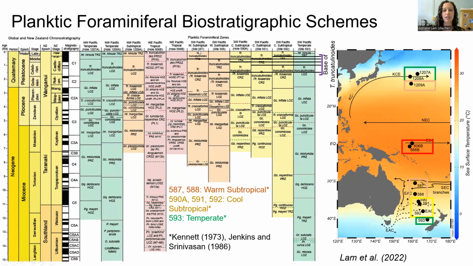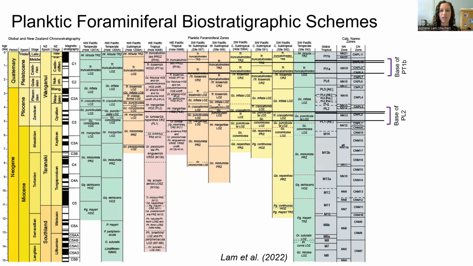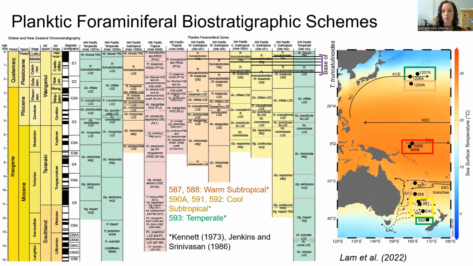So at Sites 587 and 588, we applied the warm subtropical zonation scheme. At Sites 590, 591, and 592, we worked with the cool subtropical biozonation scheme. And then at Site 593, which is our most southern site down here in the Southern Hemisphere, we applied the temperate zonation scheme. And those were the biozonation schemes developed by Kennett in 1973 as modified by Jenkins and Srinivasan in 1986. And lastly, what we can do, let me go back just a bit.